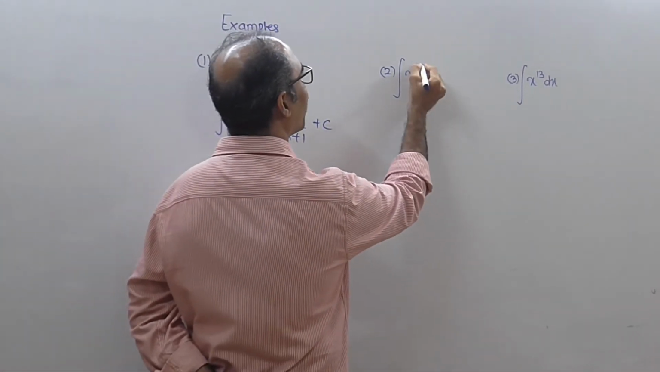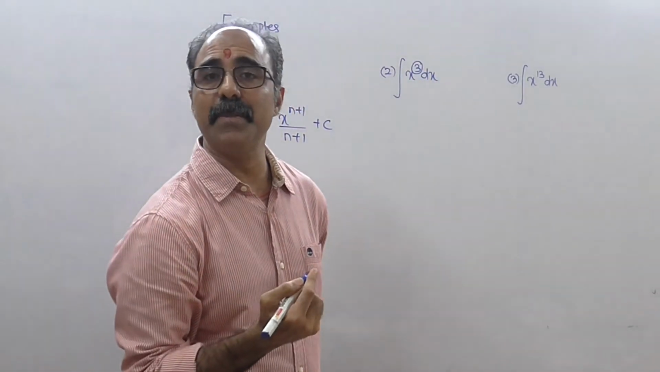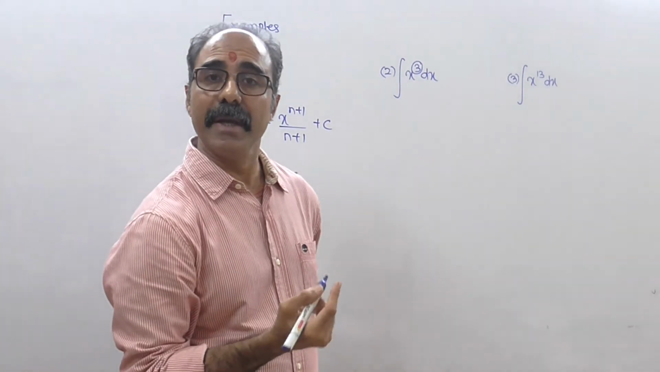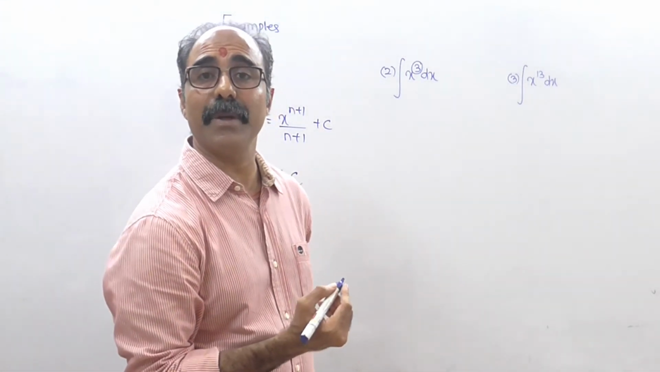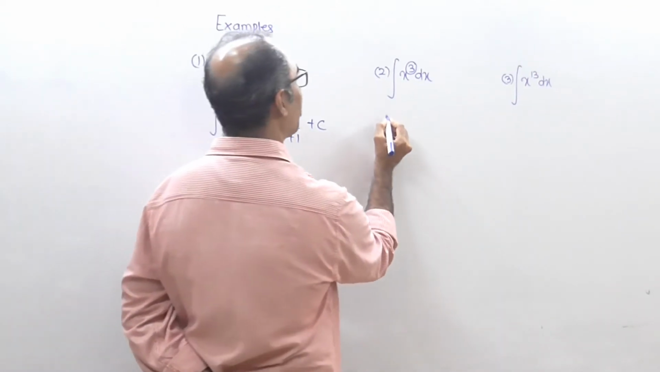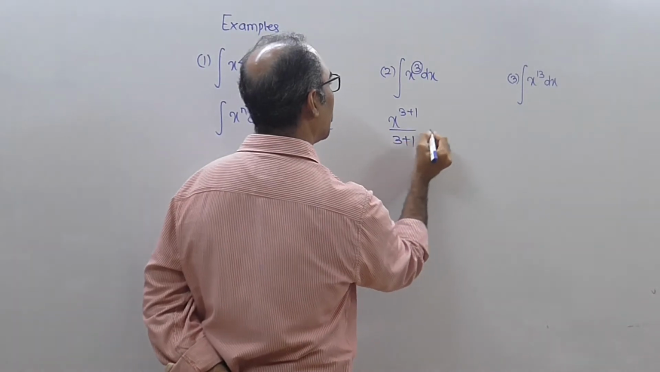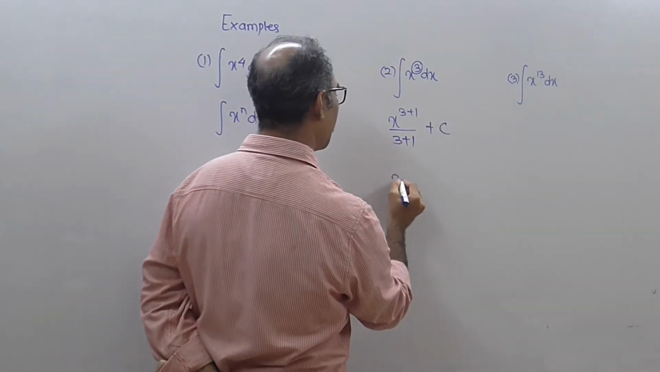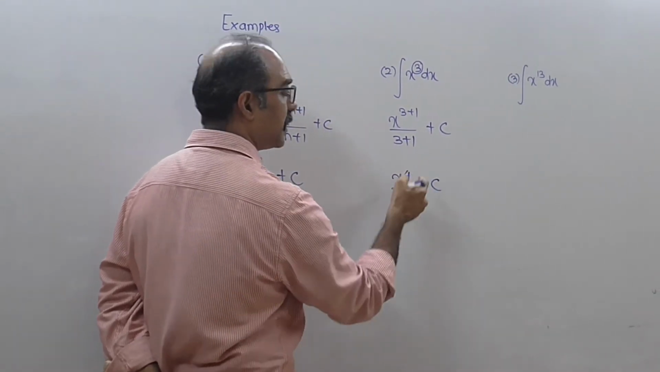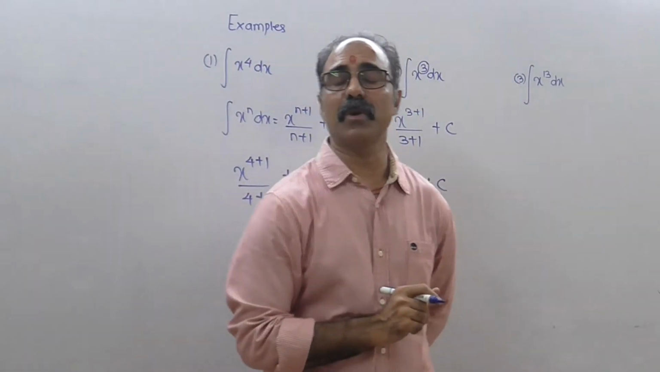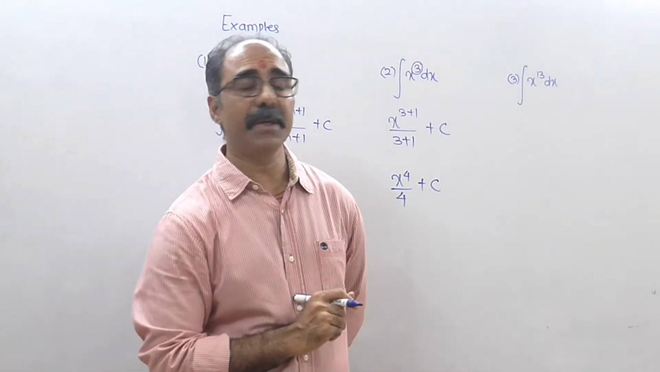This is in the form of x raised to n, because in the index you have got a number. That means it is basically called a power function. Integration of a power function in the form of x raised to n is x raised to n plus 1 upon n plus 1 plus c. So this will be x raised to 3 plus 1 upon 3 plus 1 plus c. That means this will be x raised to 4 upon 4 plus c. C is supposed to be added to all sums on indefinite integrals, because c is defined as an arbitrary constant.